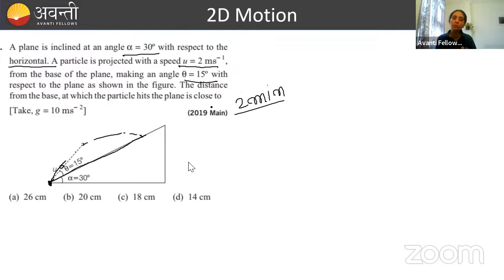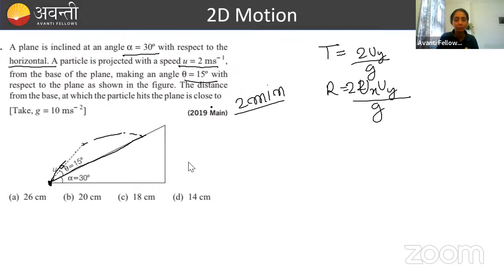Done. So if you look at this question carefully, we have gone through horizontal projectile very often, right? We know formulas about that. We know the formula for time of flight, that is 2 uy by g. We know the formula for range, that is 2 ux uy by g. And we know the formula for maximum height, that is uy square by 2g. So this is the formula that we know for a projectile thrown at a certain angle theta from the ground, right?